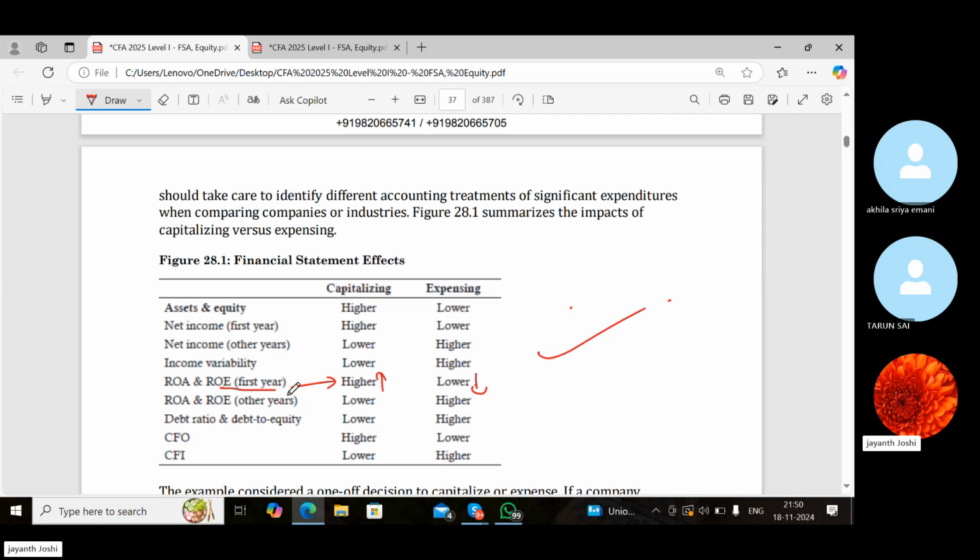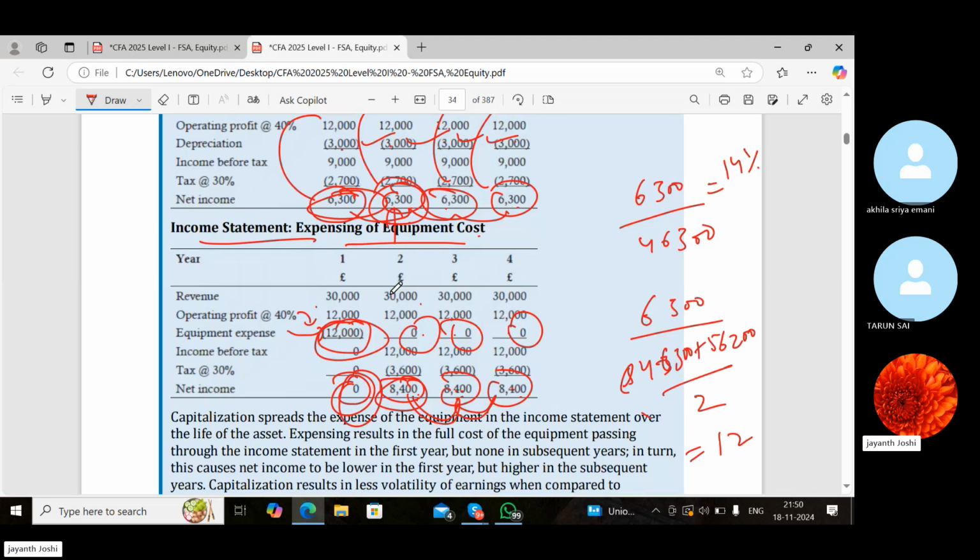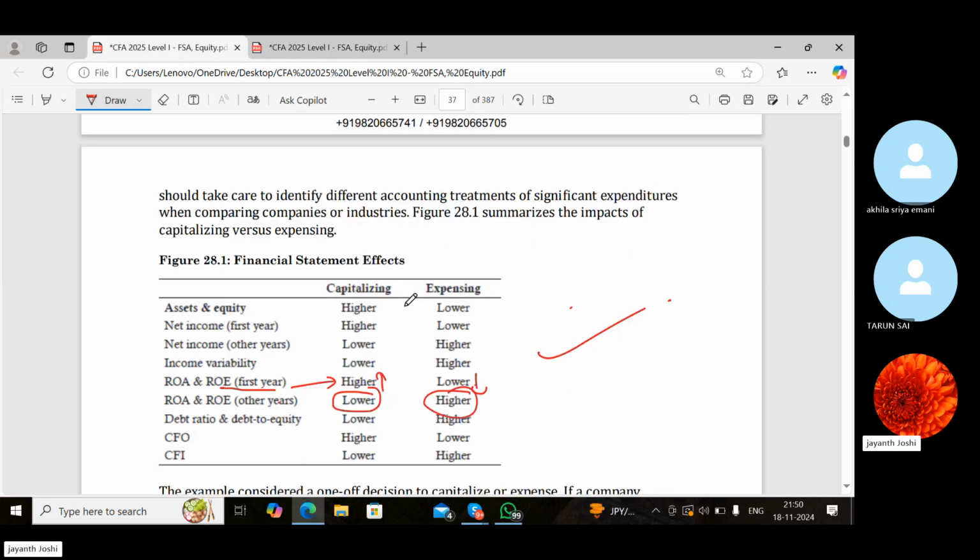ROA, return on assets, and ROE in other years. Here you see first year higher, coming years lower, because the profits are less, and I've explained this already. First year lower, coming years higher, because of high profitability. So these two ratios are done. Net income is higher in the first year and lower in other years; in the other case, lower first year and higher next years. And income variability here is very low. Variability is nothing but fluctuations. You see almost constant income every year.